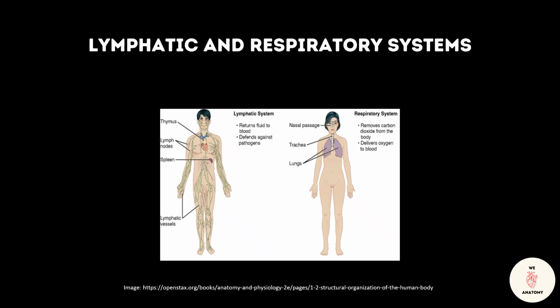On the right, we see the respiratory system, which consists of the nasal passage, the trachea, and the lungs. It brings oxygen into the body and removes carbon dioxide from the body.